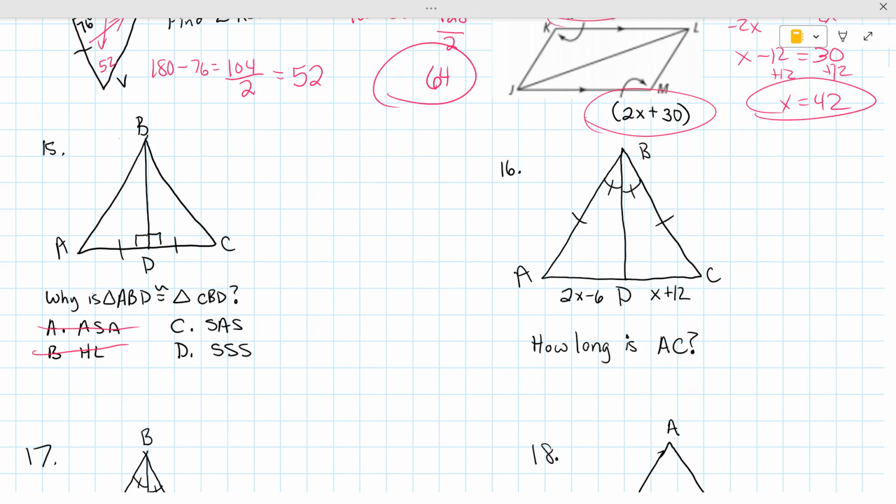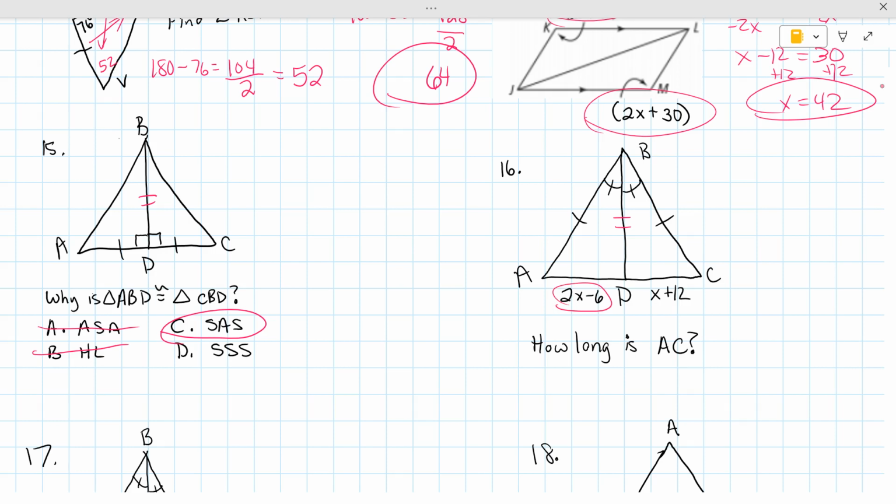Do we know two sides? Well, I know BD is congruent to BD because it's shared, so those have to be equal. So I have two sides and the angle in between, two sides and the angle in between, so it's side angle side. It's not side side side because I don't know the third sides of each. So side angle side. So these two triangles, I know by side angle side they have to be congruent.